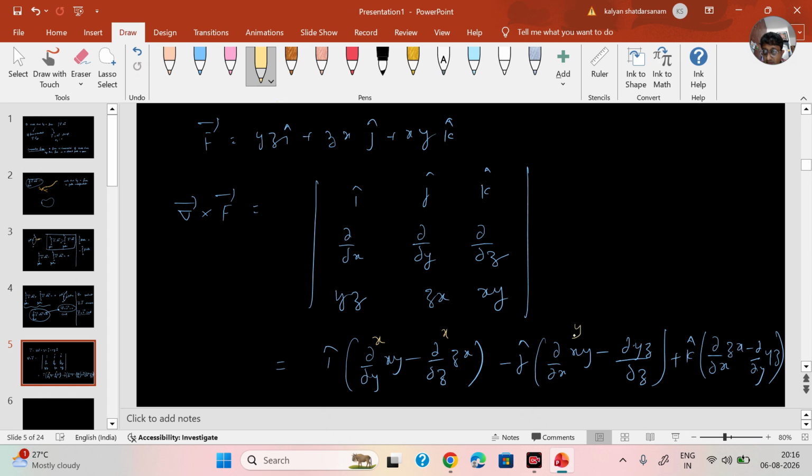Similarly, this evaluates to y minus y. This evaluates to z minus z. So ultimately, this is coming out to be 0. So del cross F turns out to be 0. So this force, whatever is written here, it's a conservative force.